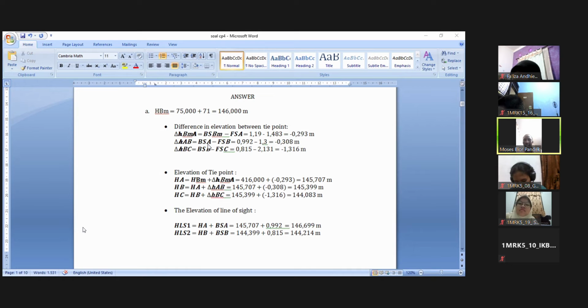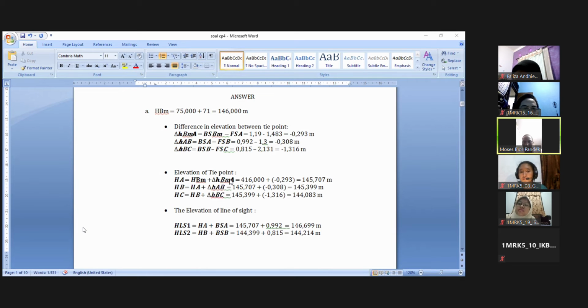The elevation at A will be equal to the benchmark plus the change in elevation of the benchmark and A. So it will give us 145.707 meters. Then we continue with the elevation at point B. The elevation at point B will be HA plus the change in elevation of AB. So it will give us 145.39 meters.